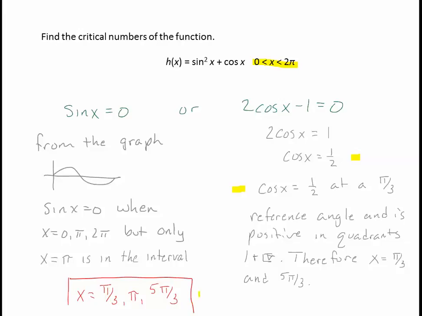If we wanted to find critical points, we would now plug these x values, all three of them, into our original function and find the y values that go with them. That is finding critical numbers.